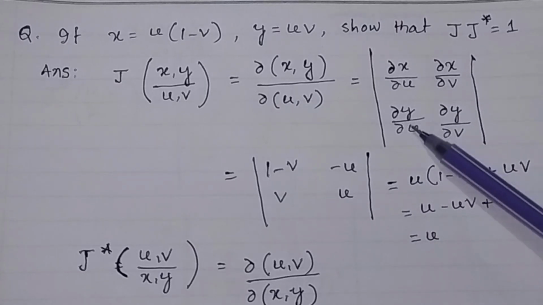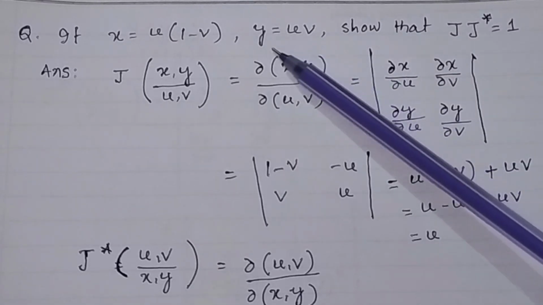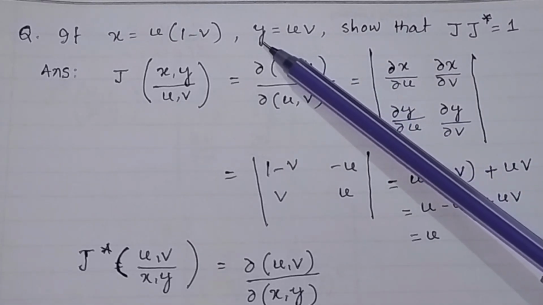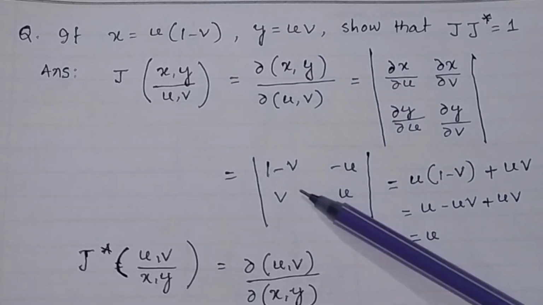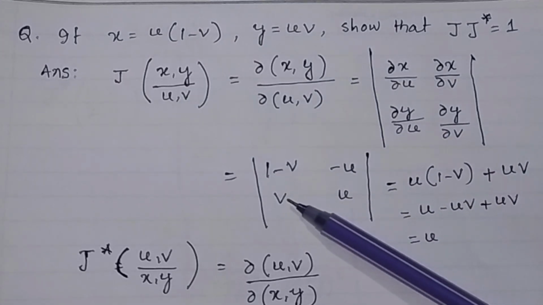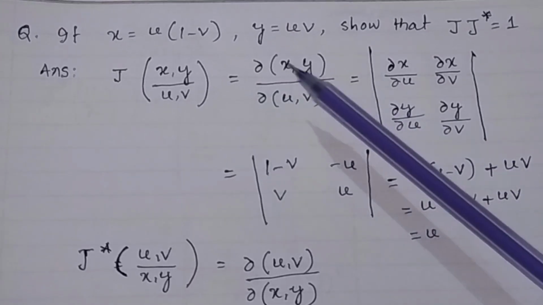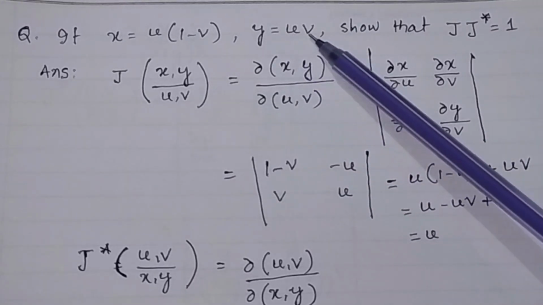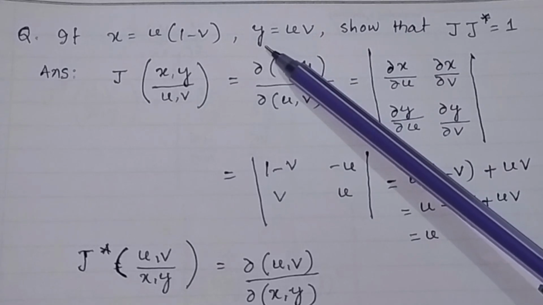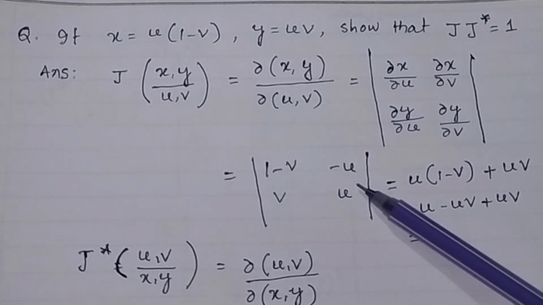Then the partial derivative of y with respect to u: y equals u into v, so the partial derivative of y with respect to u is equal to v. And the partial derivative of y with respect to v, where y is equal to u into v, is equal to u.